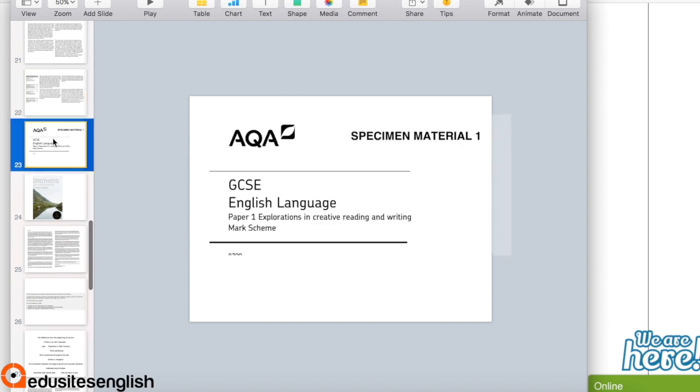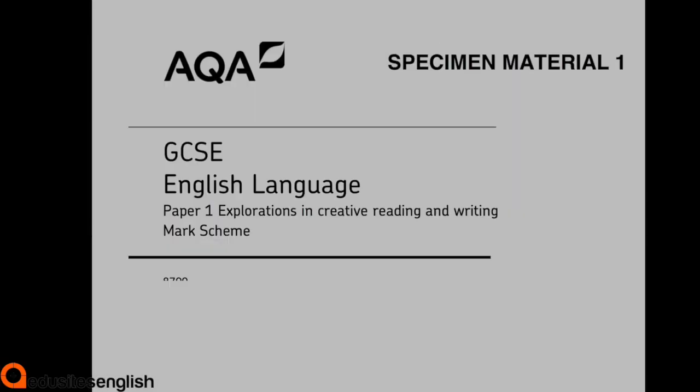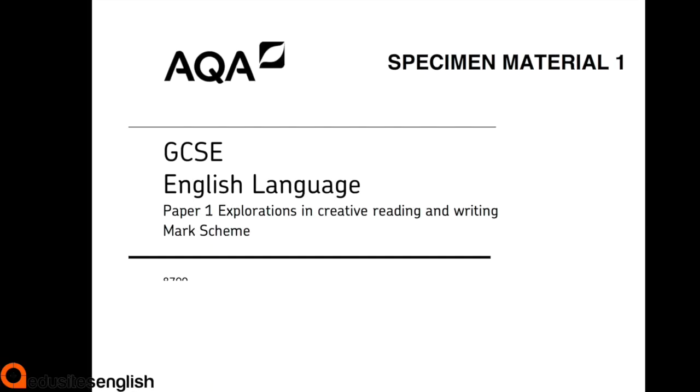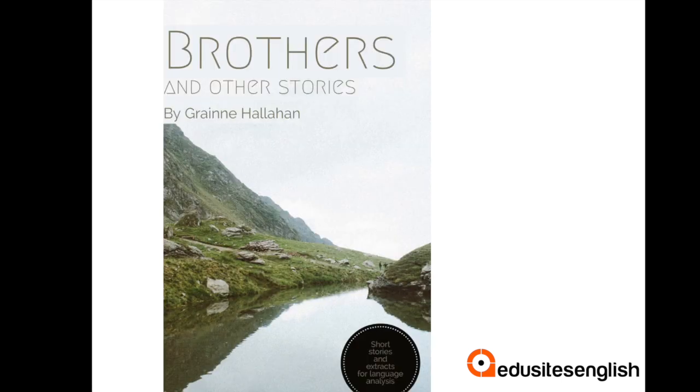So, AQA, English, GCSE, English language, explorations in creative reading and writing. On this paper is the one with just one text, and the text we're using is a short story. It's an entire short story in itself. It's called Brothers, and today we're going to have a look at question 4, which is the evaluative question.